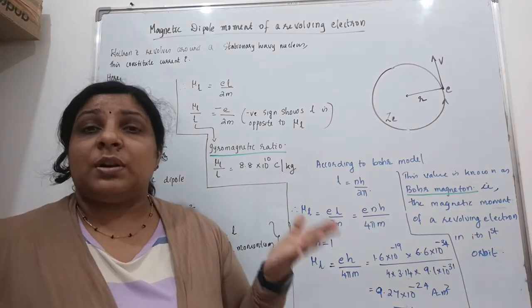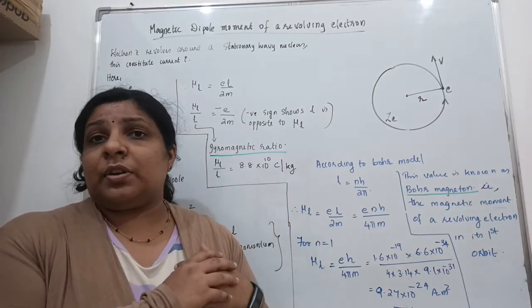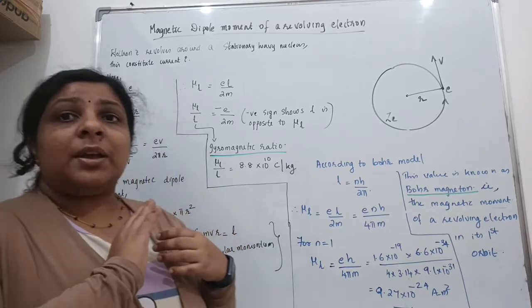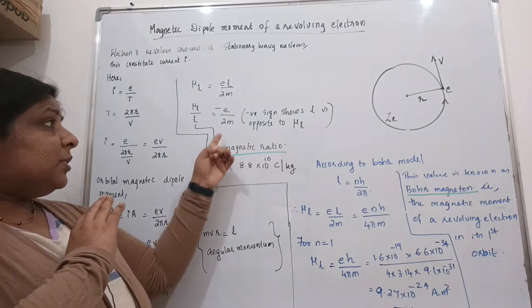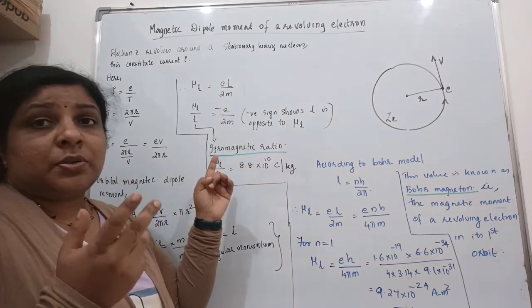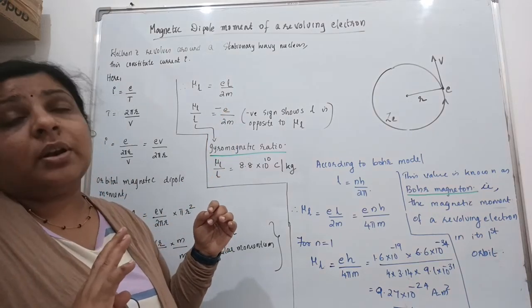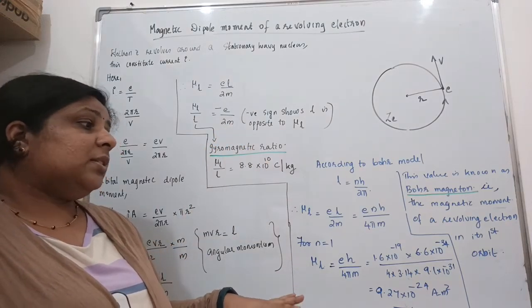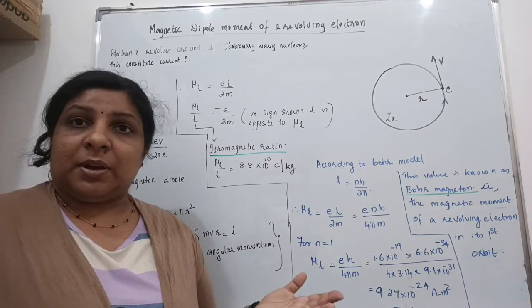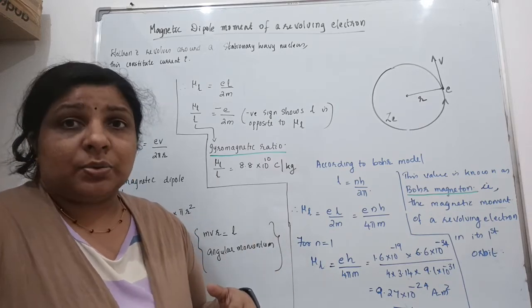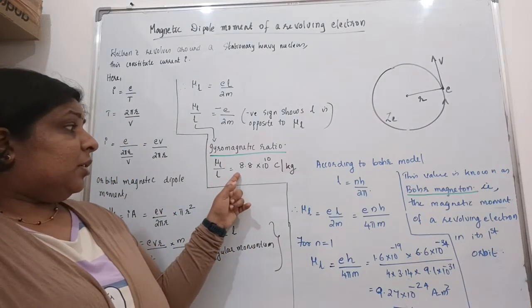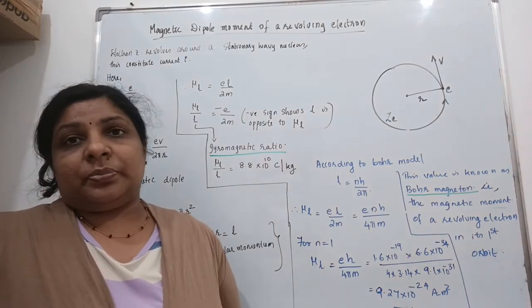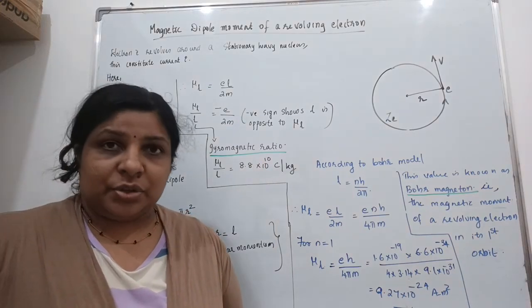They can ask what is gyromagnetic ratio, or to write the value of gyromagnetic ratio. Gyromagnetic ratio means it is mu L by L. Now when you substitute for e, the charge of an electron, 1.6 into 10 to the power minus 19, over 2 into m. m is mass of an electron, that is 9.1 into 10 to the power minus 31. When you substitute the values, you will get the gyromagnetic ratio as 8.8 into 10 to the power 10 coulomb per kg. So that is gyromagnetic ratio.